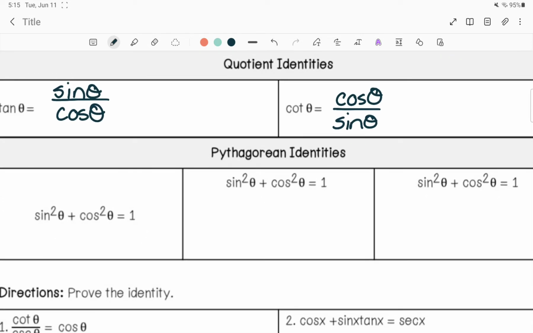Then lastly, we have our Pythagorean identities. So our Pythagorean identities, we're not going to have to touch this first one. We have sine squared theta plus cosine squared theta equals 1. But this time we're going to start manipulating that a little bit. So Pythagorean, kind of like our a squared plus b squared equals c squared. If you look at your unit circle, that's where these come from, making those triangles.